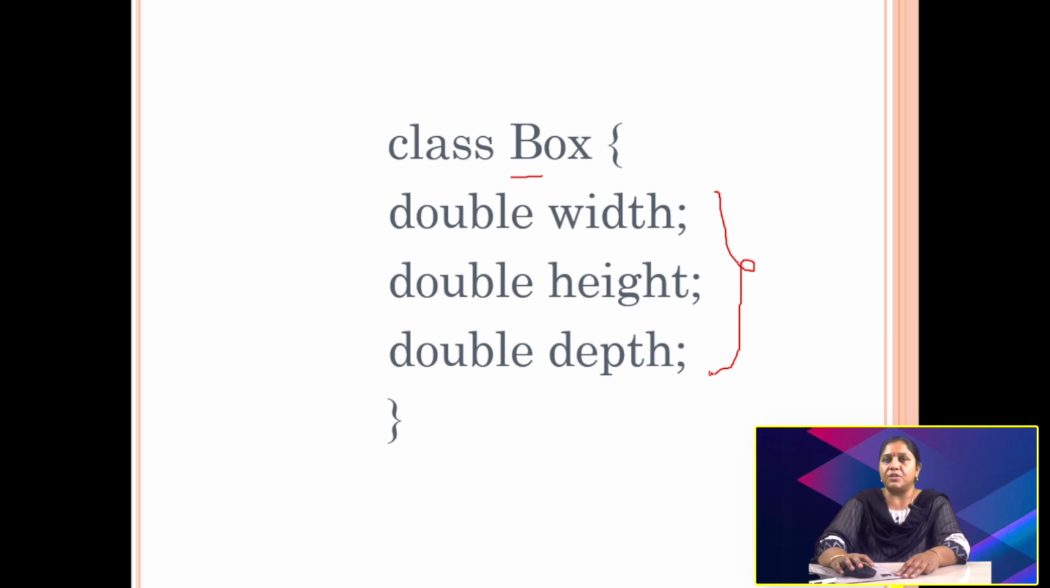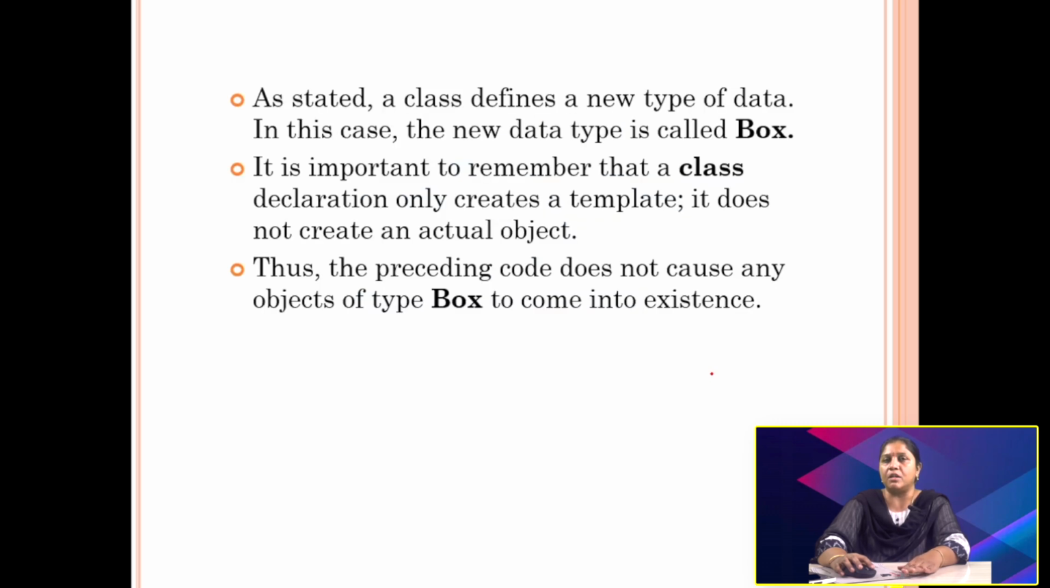As stated, a class defines a new type of data. In this case, the new data type is called box. It is important to remember that a class declaration only creates a template. We don't have any values. So it does not create an actual object. Thus, the preceding code does not cause any objects of type box to come into existence. We are just creating a template called box class. Now we will see what happens when we create an object. After that we will discuss the syntax to create an object.